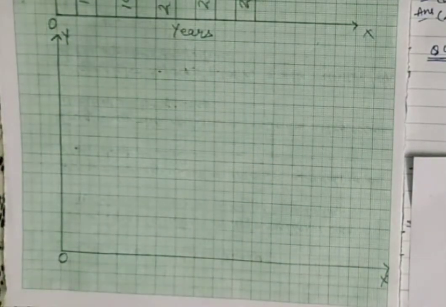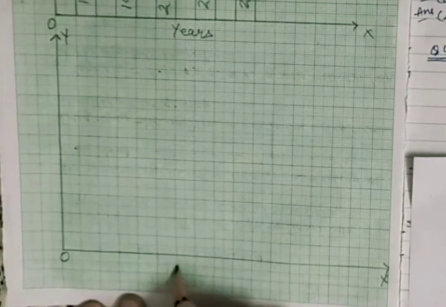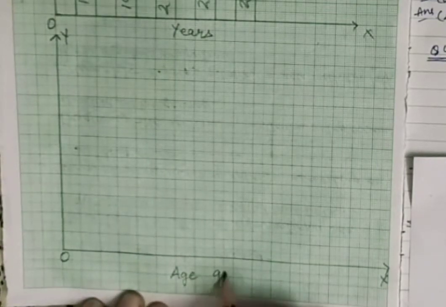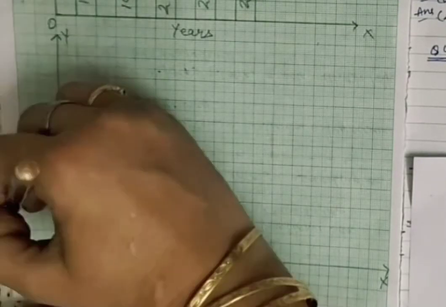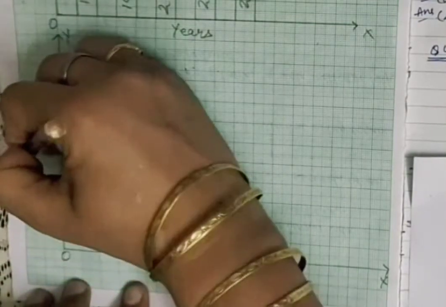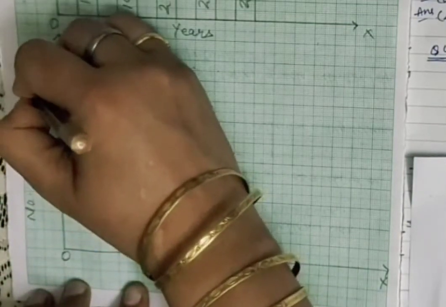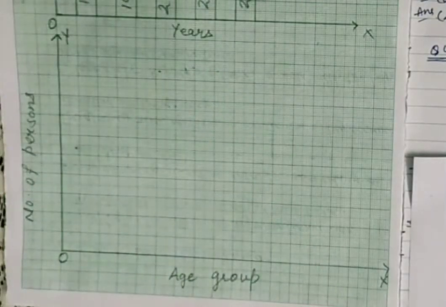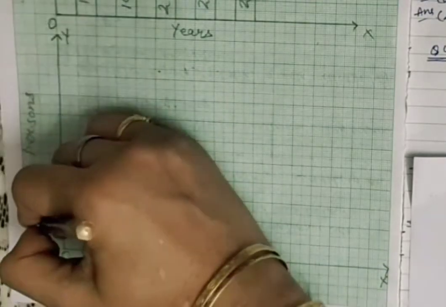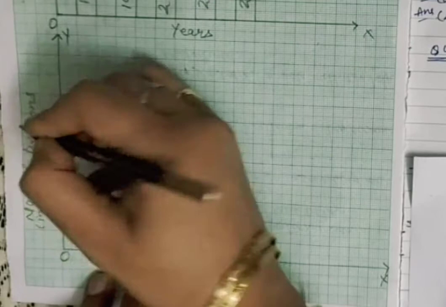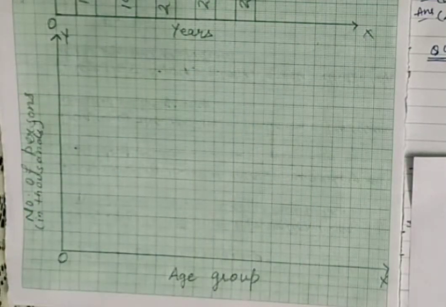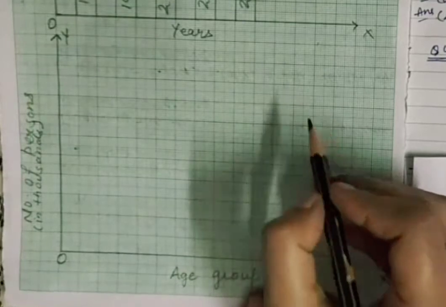Now it is time to write the captions. This is the age group, so I am writing the age group here, and on this side I am going to write number of persons. But one more important thing I am going to write is in thousands, because the number of persons we are going to write is in thousands. So in thousands I have written here, and now it is time to write the scale.